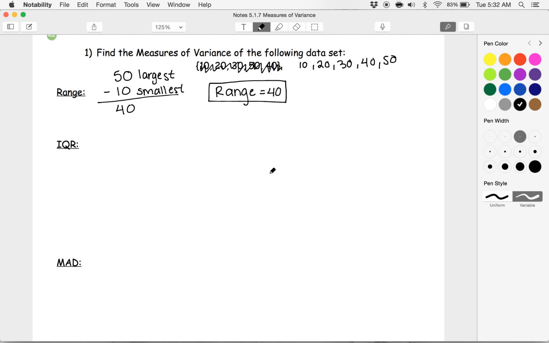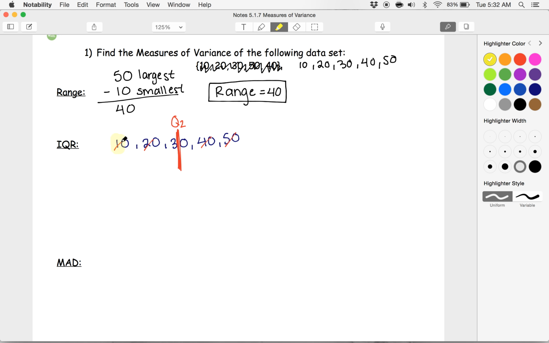So next we're going to need to do that interquartile range. So we're going to take this list and write it out. 10, 20, 30, 40, 50. So for interquartile range, first I need to find the middle number, which looks like it's going to be 30. So 30 is what splits my data in half. That's quartile 2, or my median.